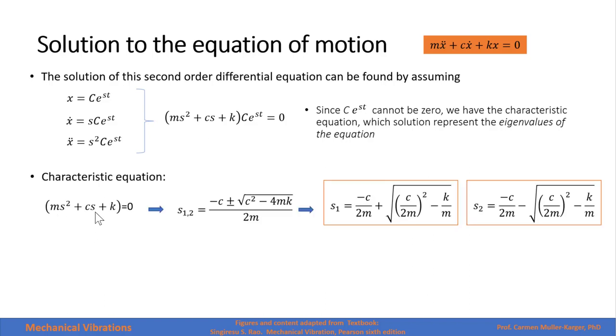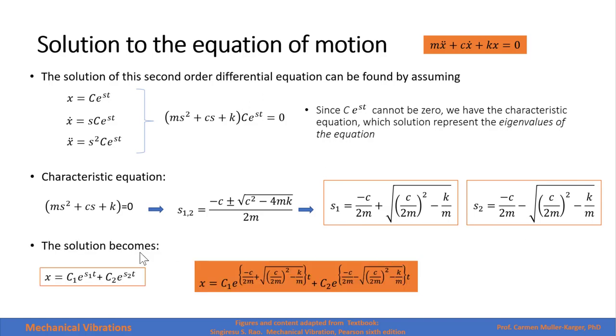When we solve the characteristic equation, we get two solutions with the solver of a quadratic equation, and here are the solutions. This will be the first solution, and with this negative sign will be the second solution. Therefore, our solution becomes C1 e to the first solution times t plus C2 e to the second solution times t. This is the general solution of our equation.